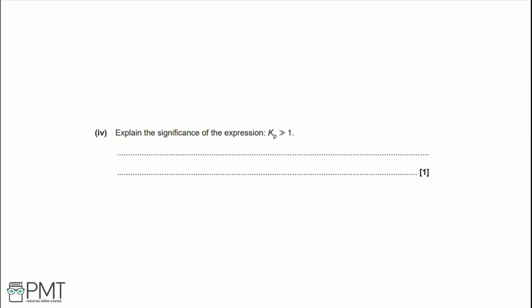Part 4. Explain the significance of the expression Kp is bigger than 1. The reason that this expression is true is because the equilibrium position lies far to the right. To get the mark for this question, you must write this statement. The equilibrium position is far to the right.